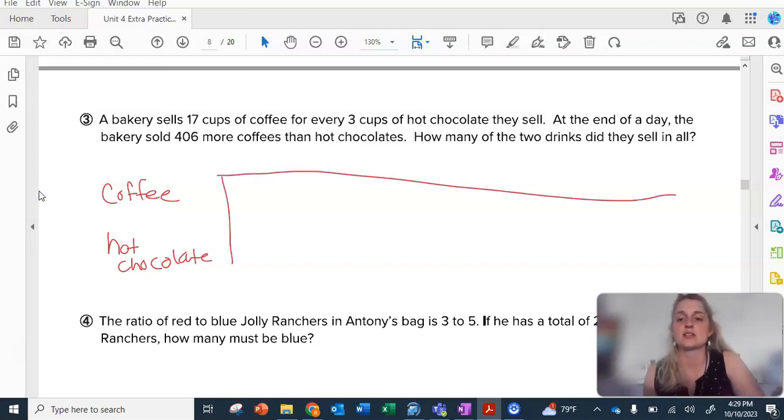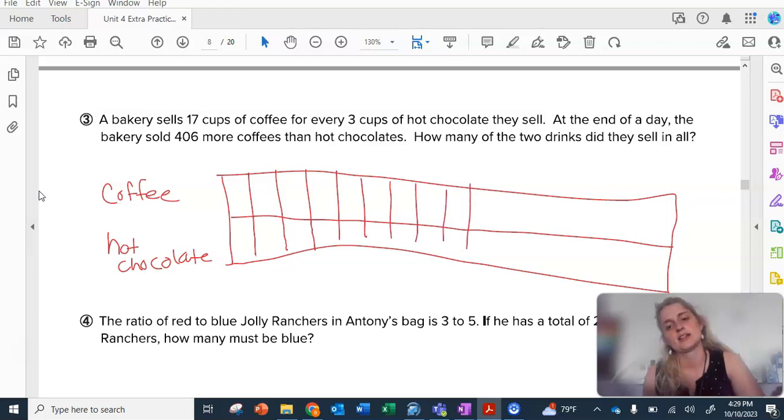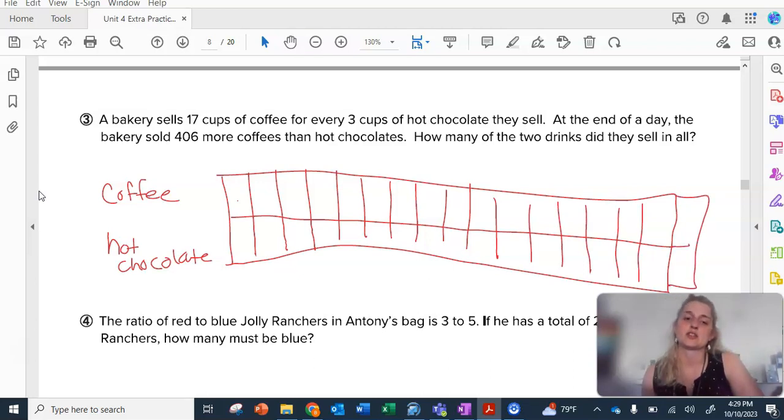Coffee is 17, so we're making a very long rectangle. Ooh, that is not very straight of my rectangle. 17 sections mean 16 lines. 1, 2, 3, 4, 5, 6, 7, 8, 9, 10, 11, 12, 13, 14, 15, 16. So that should be 17 sections. 1, 2, 3, 4, 5, 6, 7, 8, 9, 10, 11, 12, 13, 14, 15, 16, 17.